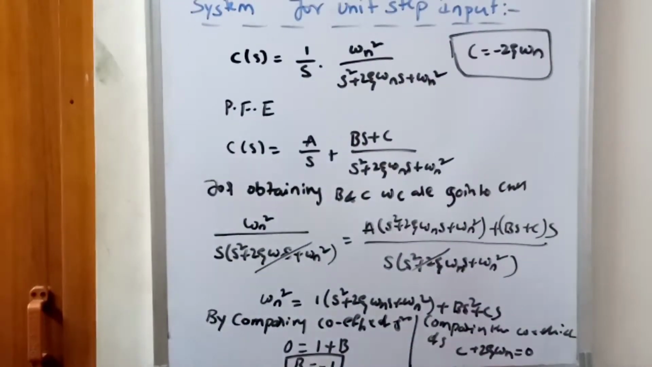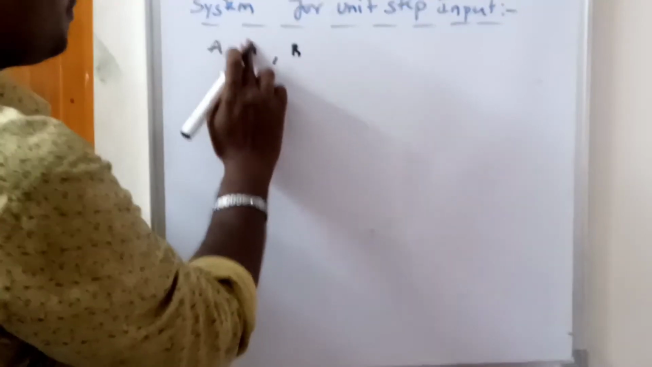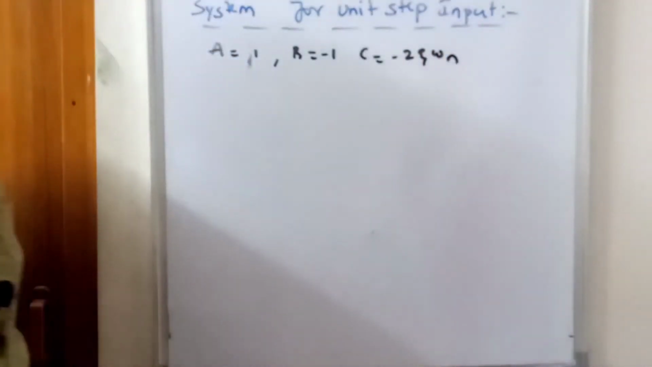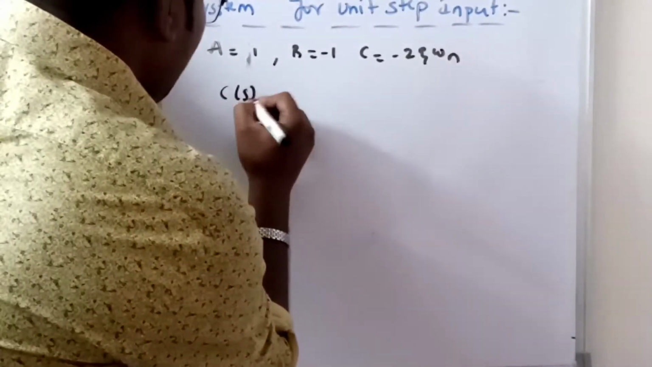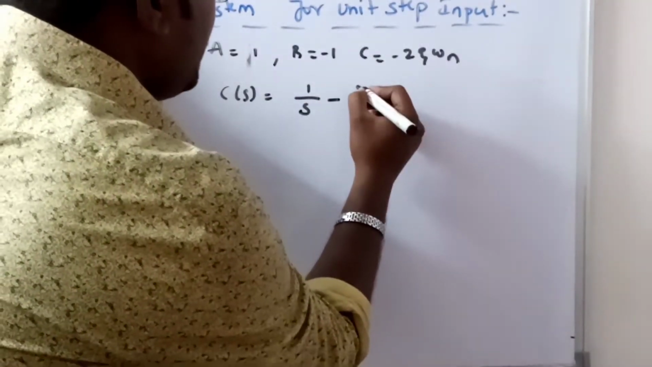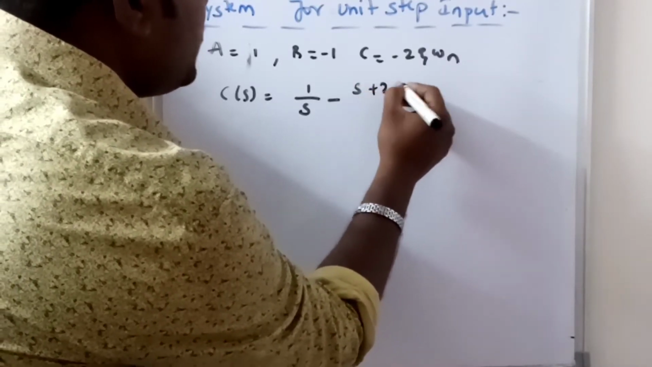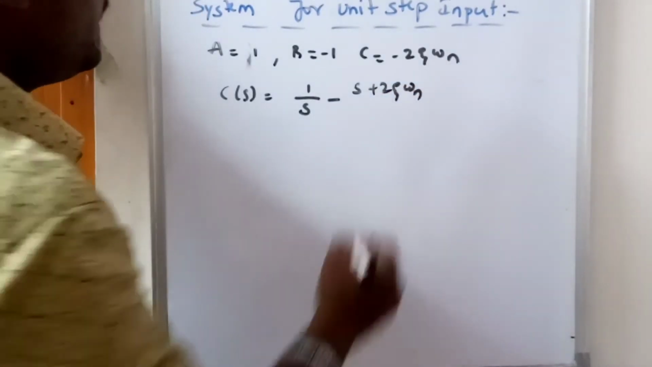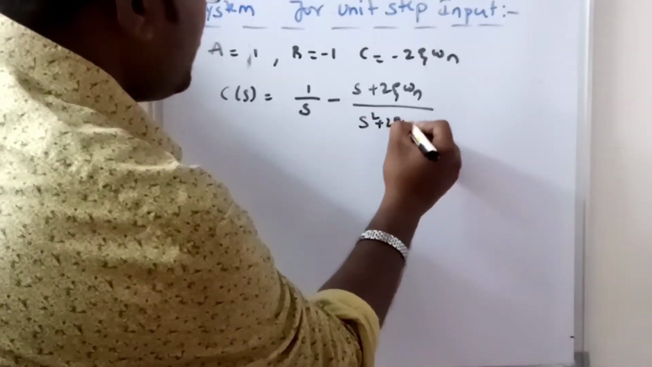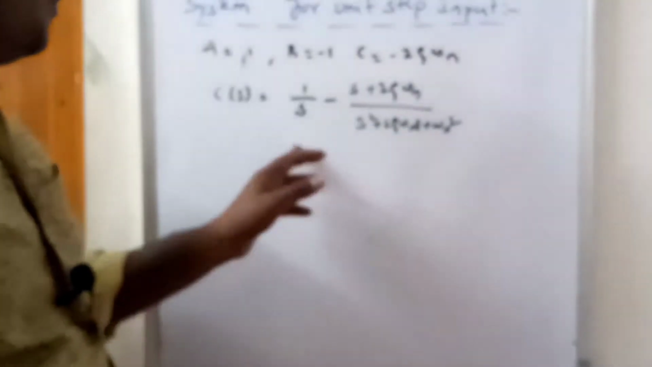Okay, now after finding the residues, we got a is equal to plus 1, b is equal to minus 1, c is equal to minus 2 zeta omega n. Now we are going to substitute the values there. What happens? C of s is equal to 1 by s minus, s plus 2 zeta omega n by s square plus 2 zeta omega n s plus omega n square. So this is the term we got.